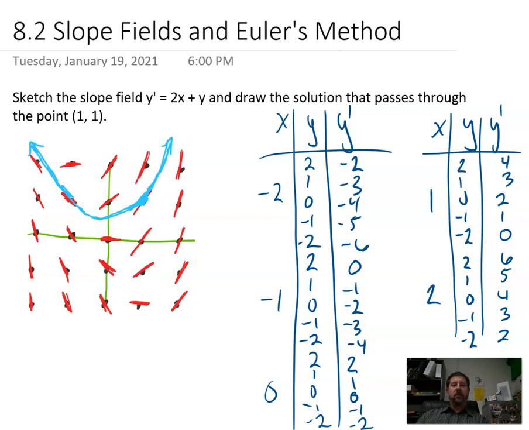Good morning, boys and girls, and welcome back to part 2 of slope field and Euler's method, where we're going to deal with the Euler's method part of it. I prefer the pronunciation Euler's, but I think you hear it both ways. It's named after the great mathematician Leonhard Euler.